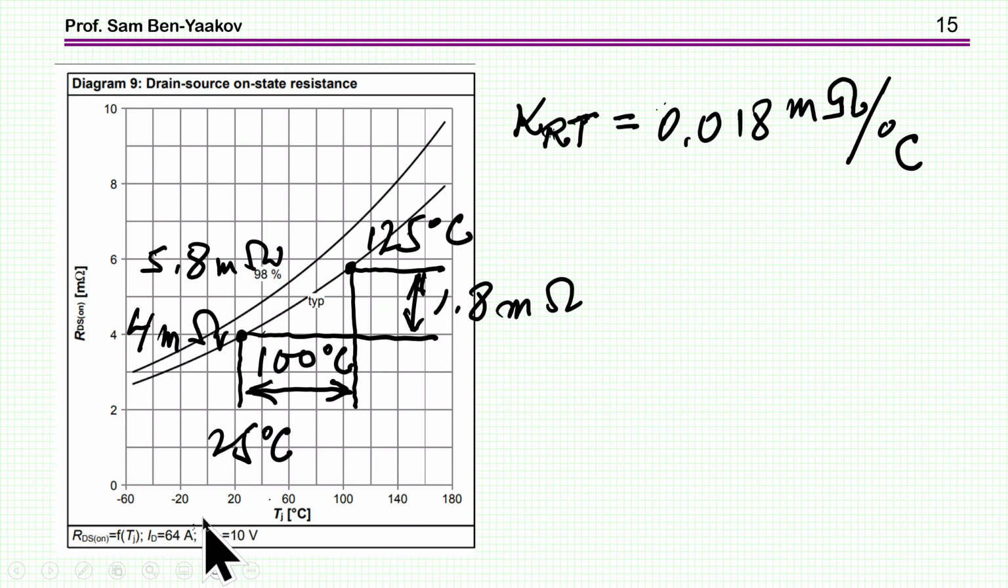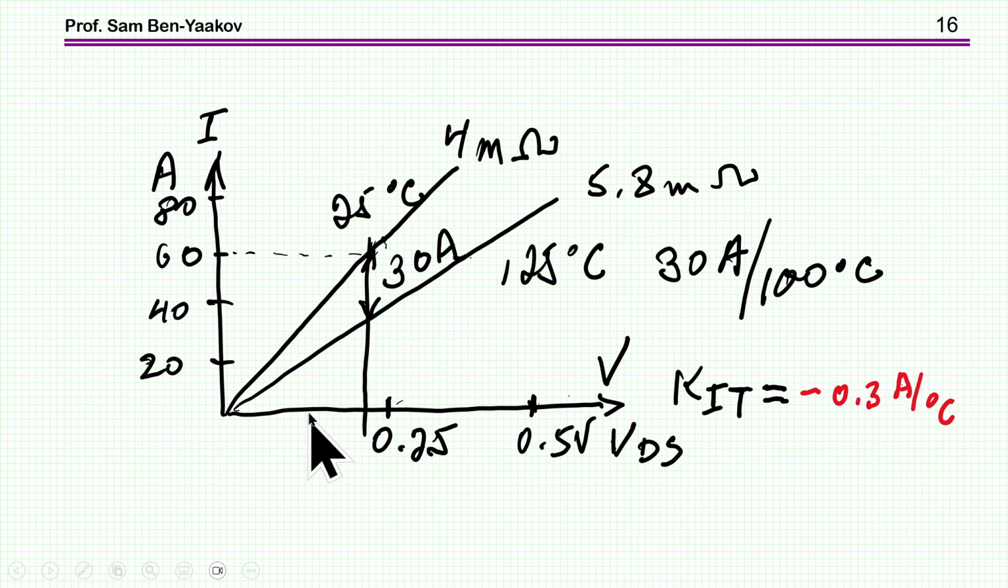So I can take now two numbers, the 4 milliohm at about 25 degrees, and the 5.8 milliohm at about 125 degrees, and then plot this picture here, which assumes that the RDS(on) is independent of the current or the voltage across it. It's a straight line, just a resistor. So this is a resistor that ends up at 4 milliohm for 25 degrees, and this is 5.8 milliohm at 125 degrees.